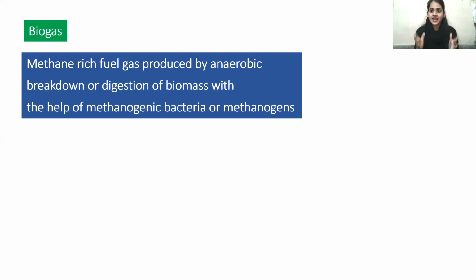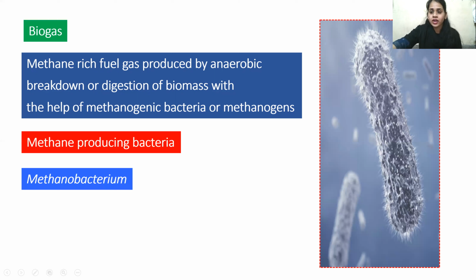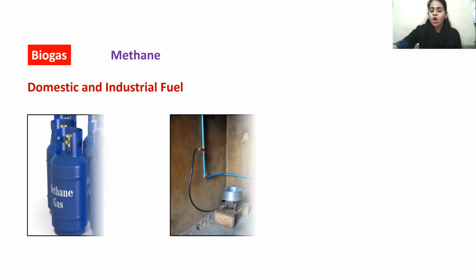Biogas is a gas which is very rich in methane. It is produced by anaerobic breakdown or digestion of biomass. Here it takes place without the help of oxygen, because of bacteria called methanogenic bacteria or methanogens. What are the methane producing bacteria? They are called methanobacterium. So it has a lot of methane.